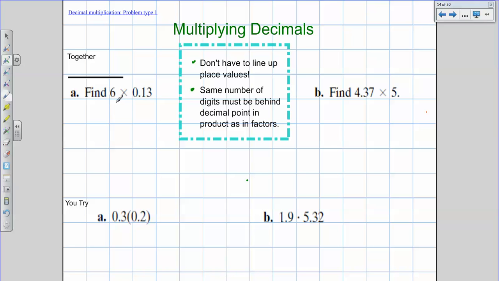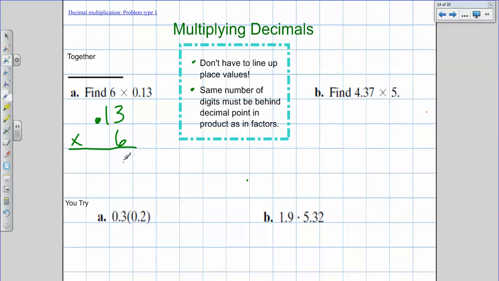So we're just going to do a couple together and then you're going to try some on your own. So 6 times 13 hundredths. 13 hundredths is a way smaller number than 6, but 13 hundredths has more digits, so I'm going to put it on top. And then I'm going to line up my 6 down here. When I'm actually doing my problem, I'm going to ignore my decimal point for the time being. So I'm just going to do a normal multiplication problem.